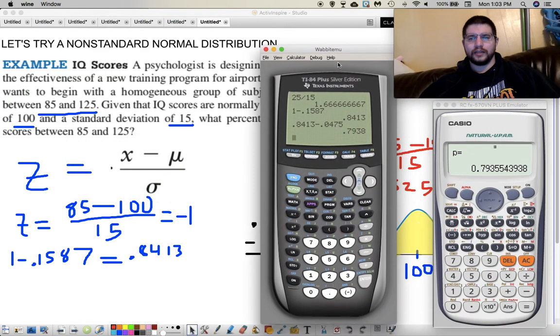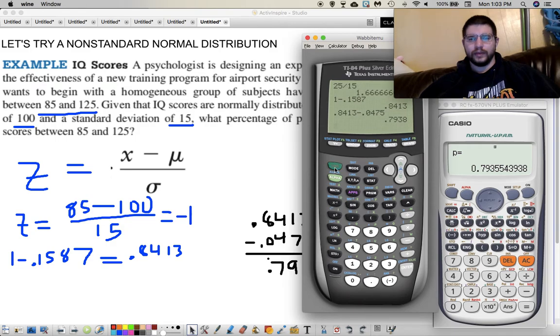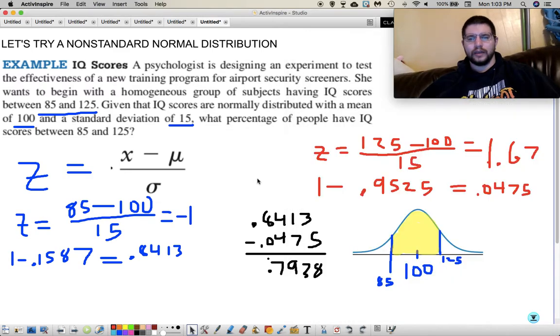Check the TI, let's see if it's any better. Normal CDF. You know how to type it in, so I'll just use it here. 85, 125. Again, it's mean, the standard deviation for the TIs. This is what you should have. Normal CDF, 85, 125, mean, standard deviation, gives us 0.7936. I will take either answer. Doesn't matter to me how you do it.